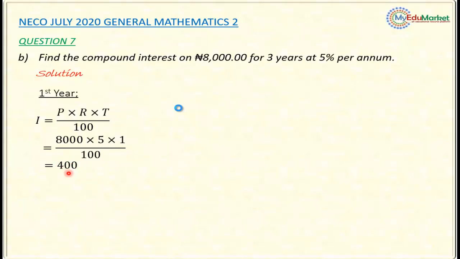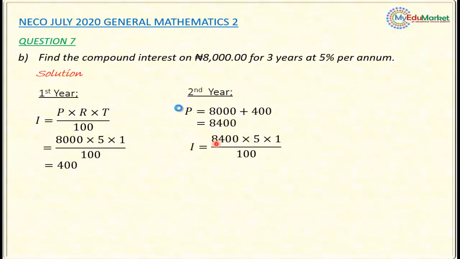So I'll move to the next year, meaning the second year. So the principal, that is the P, will now be equal to the original money, which is 8,000 naira, plus the interest earned at the end of first year. So that P will now be 8,000 plus 400. 8,000 is the original money plus the interest earned that very first year. So this gives 8,400. So I'm going to substitute in the formula to find interest also.